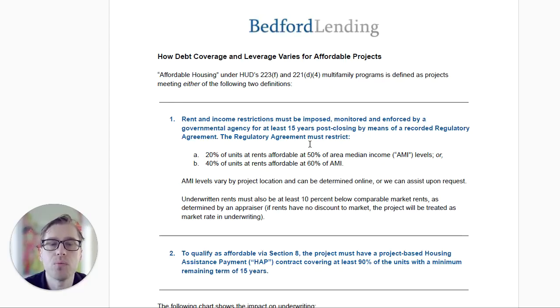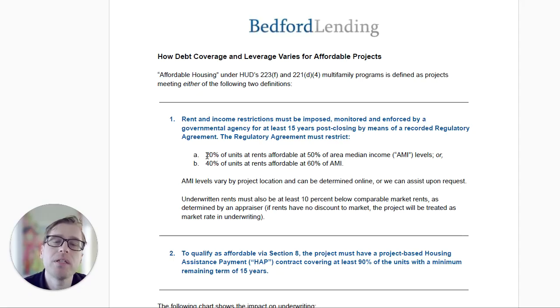The first, as seen here, number one, is based upon area median income. If you've ever explored low-income housing tax credits or LIHTC, you might be familiar with that term. I'm not going to get into the details of area median income. In the description of this video, I'll include a link to a calculator where you can plug in your project's location and it will generate what the AMI rents are for that area and how that relates to this percentage.